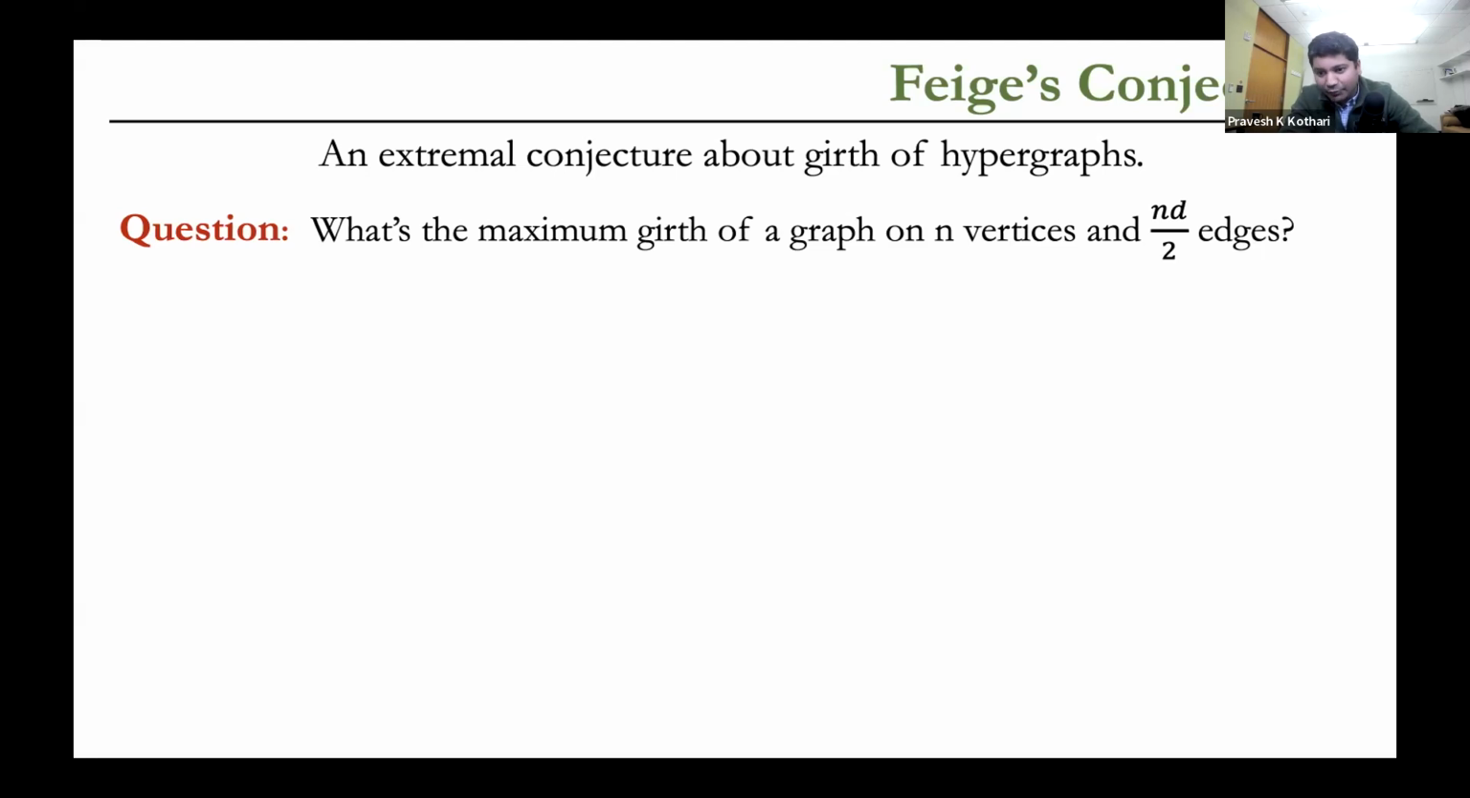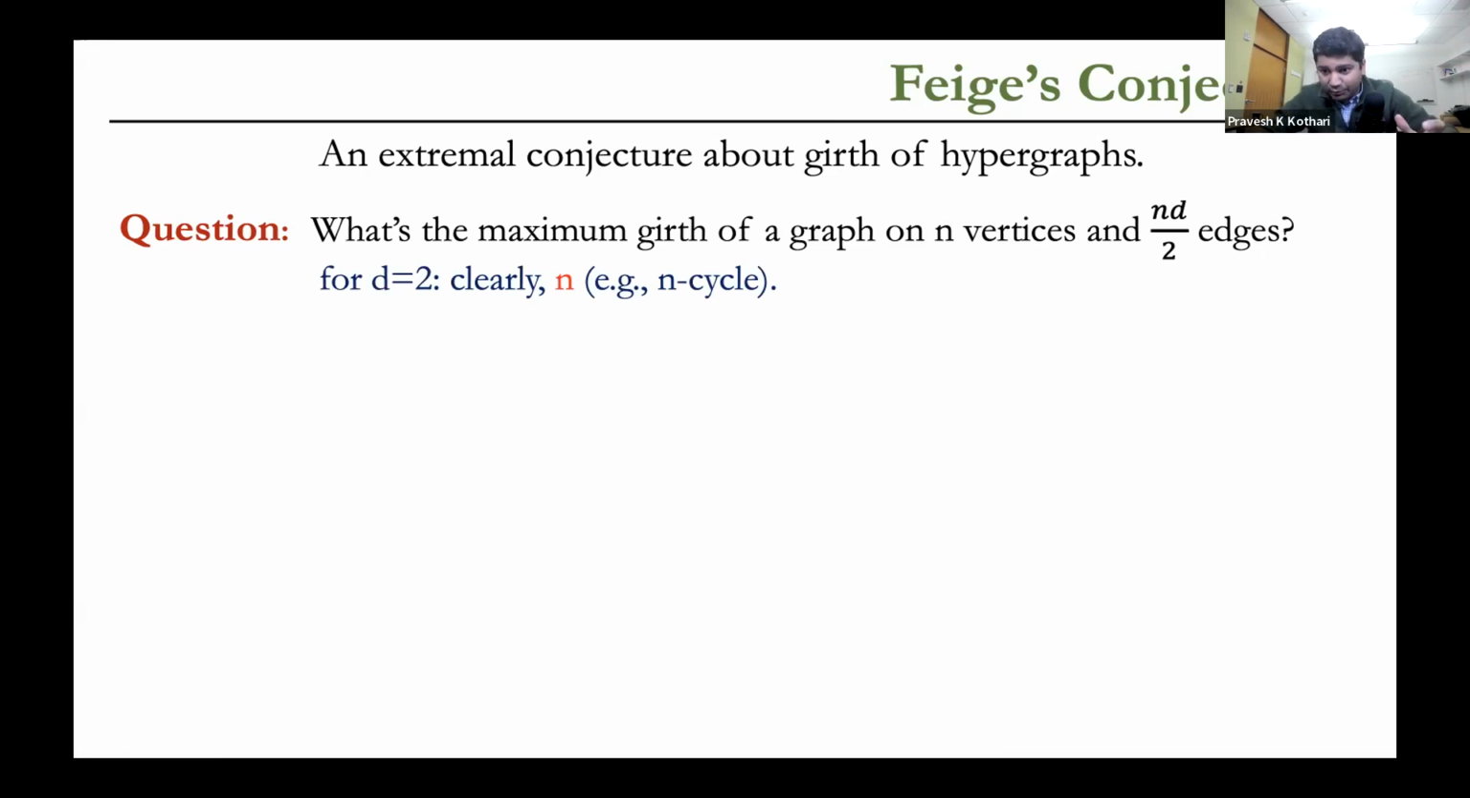Suppose I give you a graph on n vertices. So before hypergraphs, let's look at graphs. Suppose I give you a graph on n vertices, which has average degree d. So in other words, it has n times d over 2 edges. The question is, how large can you make the length of the smallest cycle? So how large can you make the girth of this graph if you are restricted to have at least n times d over 2 edges?